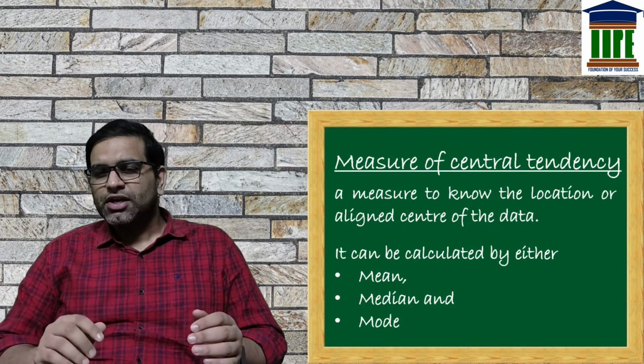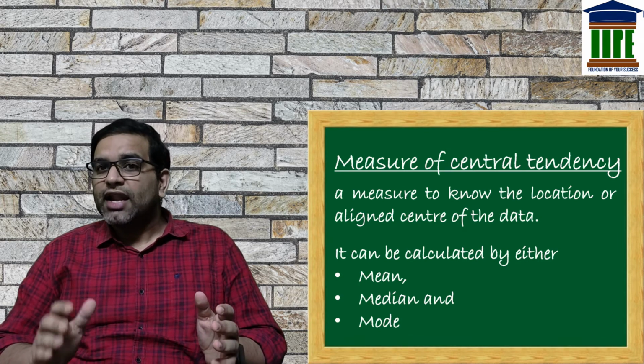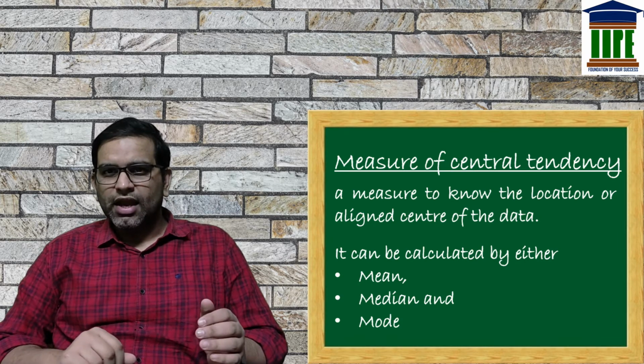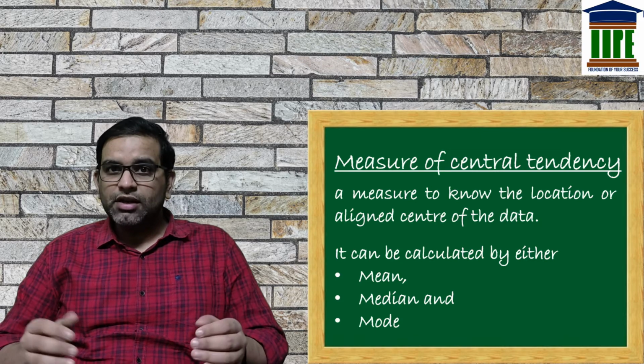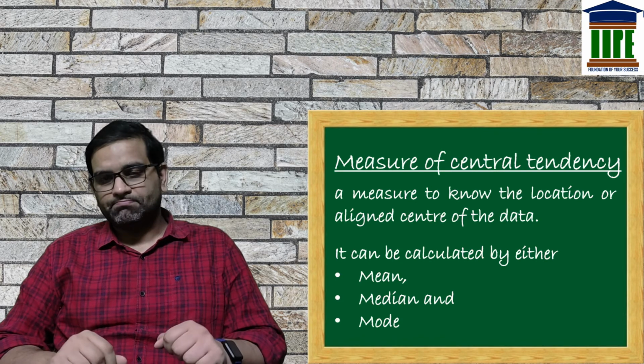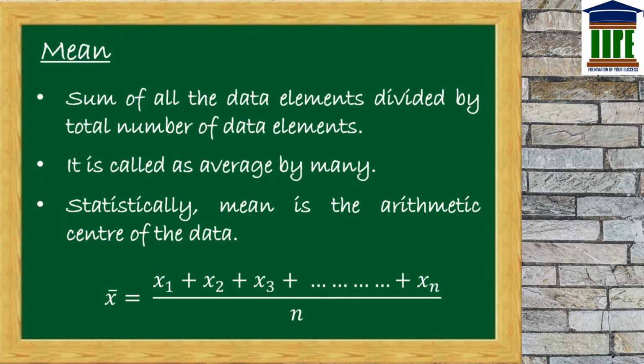It is a measure to know the location or the center of the data. It can be calculated by either mean, median, and mode. Now, quickly let us go through what are these. I'll start with the mean. Mean is the sum of all the data elements divided by the total number of the data elements. It is also called average by many. Statistically, mean is the arithmetic center of the data.